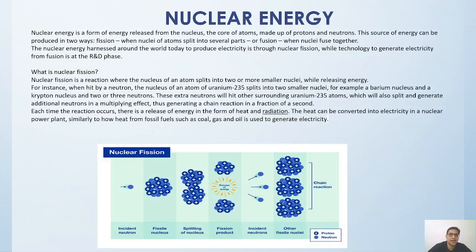Okay, so this is how nuclear fission normally works. Nuclear energy is in the nucleus, the core of atoms. The core of the atom is made up of protons and neutrons, right? We can utilize the energy stored in the nucleus in two ways: with the help of a fission reaction and with the help of a fusion reaction, which we have discussed. In the fission reaction, the nucleus of the atom is split into various other parts, and in the fusion reaction, nuclei fuse together.